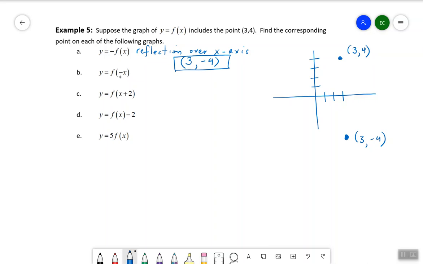In part B, f of -x is a horizontal reflection. It's a reflection over the y-axis. And so this time, the x-coordinate is going to change sign. We'll wind up at -3, 4.